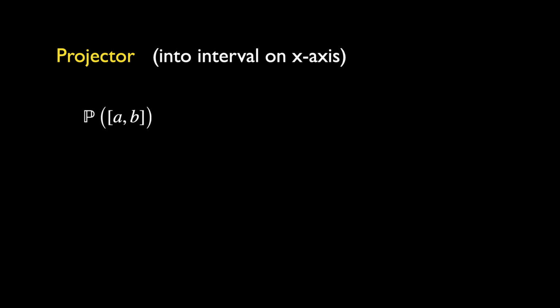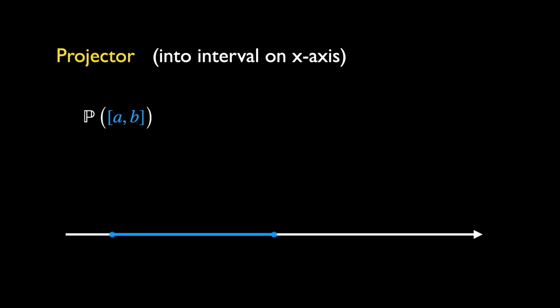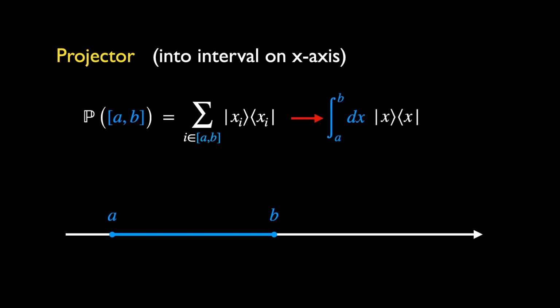Let's look at a projector that projects into the subspace of position states that live on an interval along the x-axis. We denote this interval by AB. The discrete version of the projector is given by the following, in which we sum over all projectors associated with every position within the interval AB. This is translated to the continuum by replacing the sum by an integral, while switching to continuum position states.